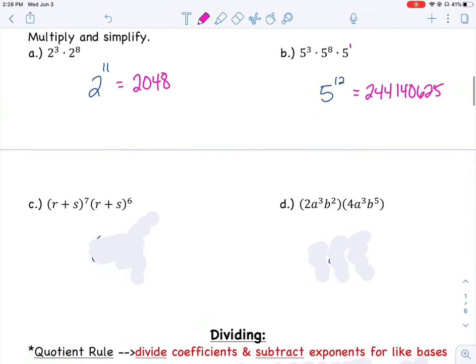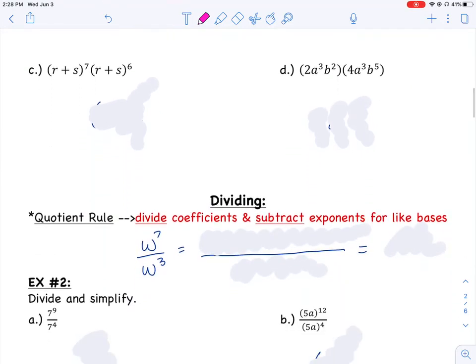All right, let's look at these last couple. Let's throw some variables in there. And so look at example number 1c. I have this quantity (r plus s) to the 7th power. That means I have 7 of those. And I also have another (r plus s) to the 6th power. And remember, when those parentheses are next to each other, it means multiply. So I'm really just taking these like bases and I'm multiplying them together.